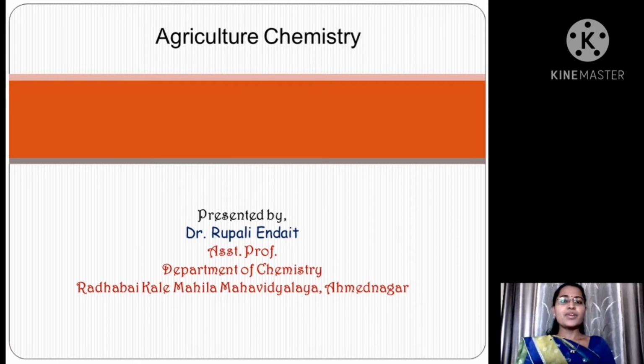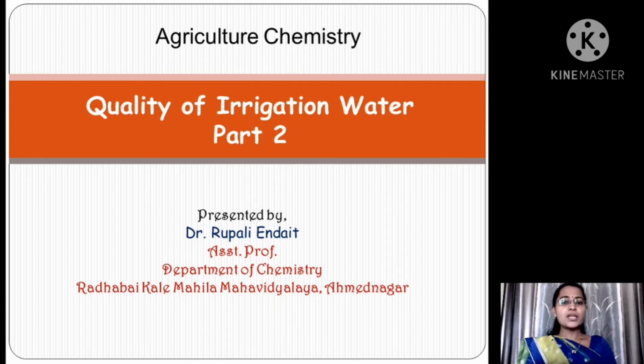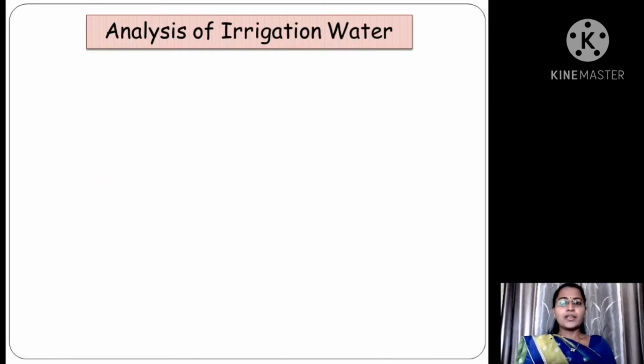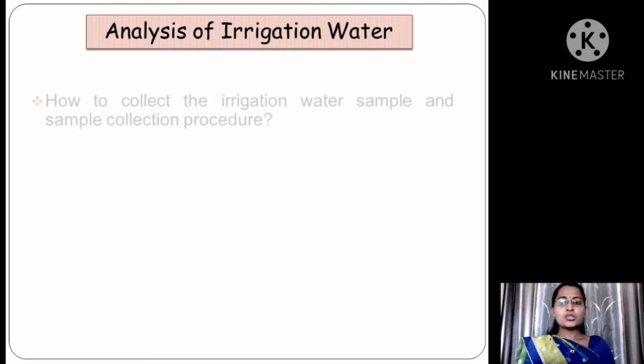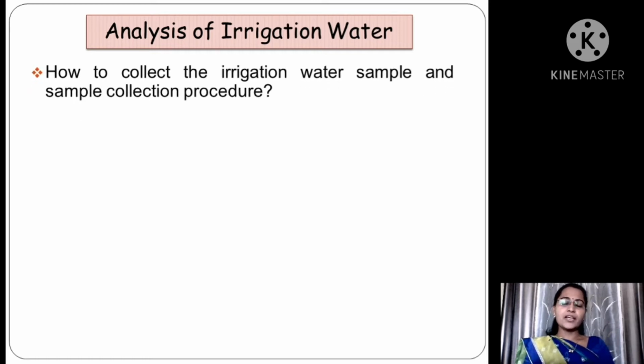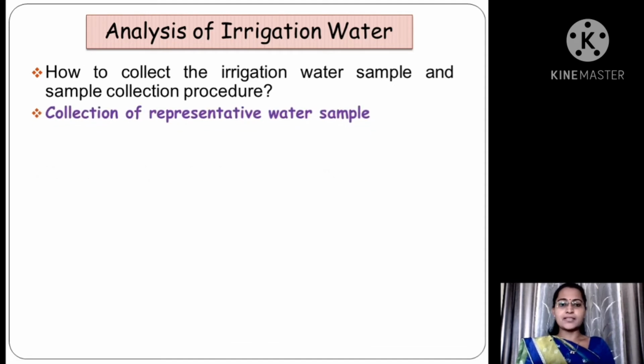And now we are seeing agricultural chemistry. In that, we want to see quality of irrigation water part 2. In this, we have to see analysis of irrigation water. And when we want to analyze the irrigation water, we must know how to collect the irrigation water sample and the sample collection procedure. Both the things are much important for analysis.